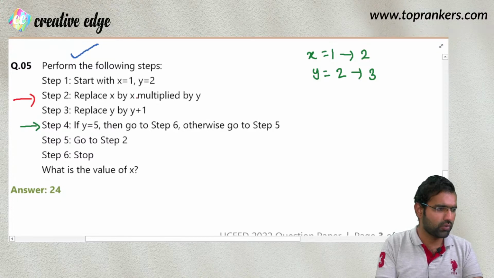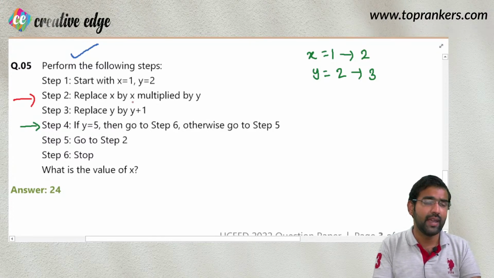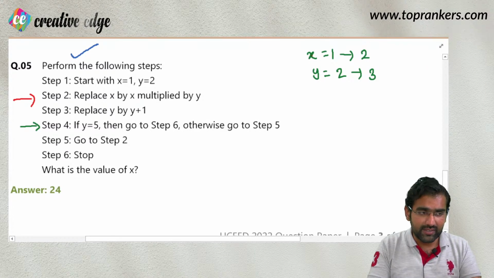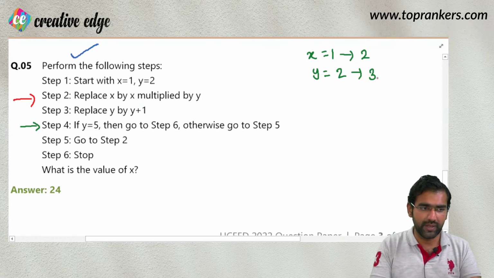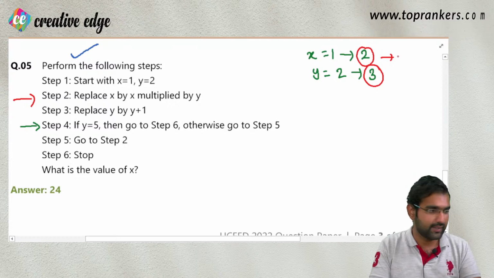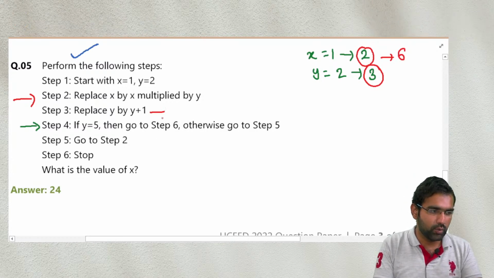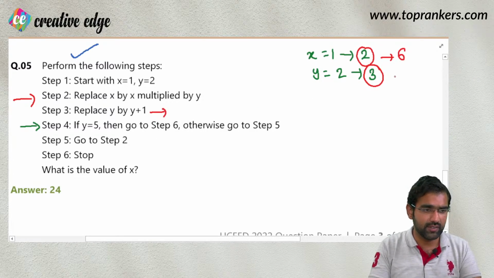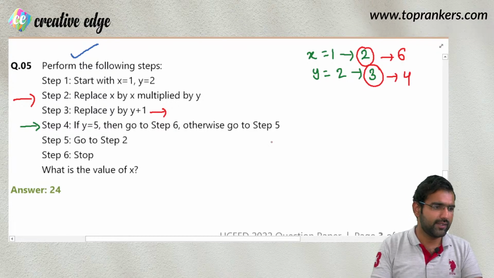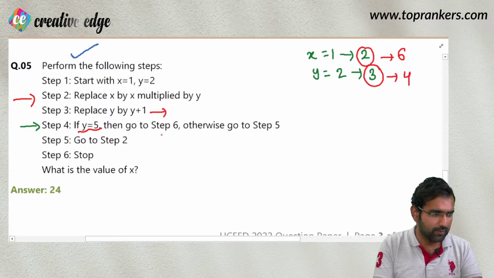In step 2, you're simply supposed to replace x by x multiplied by y. Now, this x needs to be replaced by 3 into 2, because y is now 3, x is 2. So, 3 into 2 is clearly 6. Then, replace y by y plus 1. So, when you replace y by y plus 1, this is clearly going to be 4. I hope you realized कि क्योंकि मुझे y की वैल्यू 5 चाहिए, तभी जाकर I would be able to stop this operation, क्योंकि step 6 पर जाने का तरीका वही है.